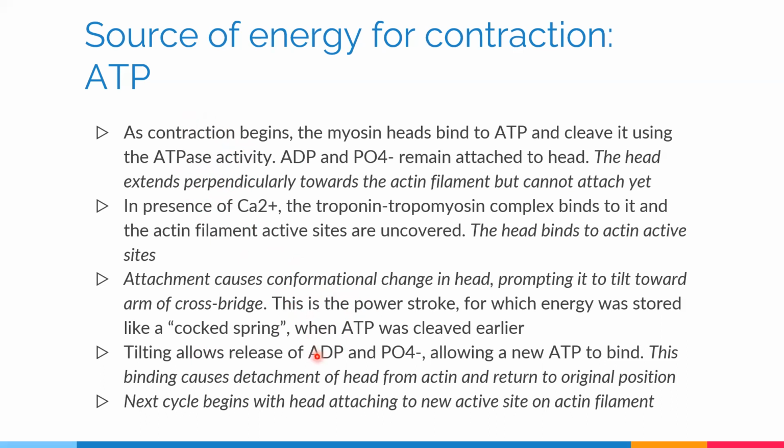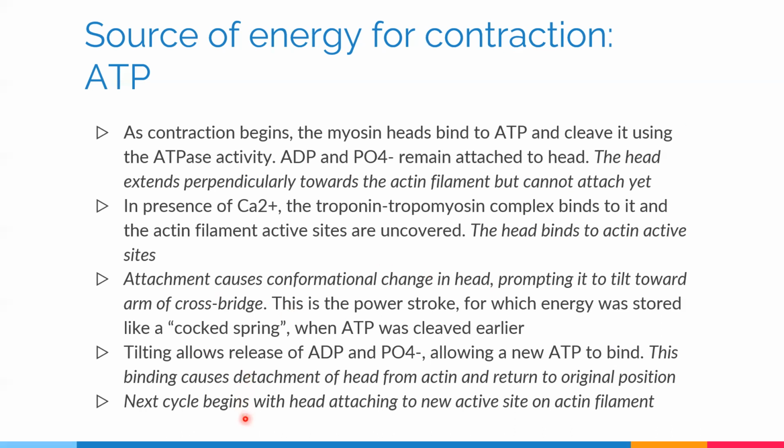This tilting allows another conformational change which releases ADP and phosphate, and a new ATP can now bind in its place. This binding now causes detachment of the head from the actin, and the whole process returns to the first step again, where ATP gets cleaved and the whole sliding mechanism acts once more.